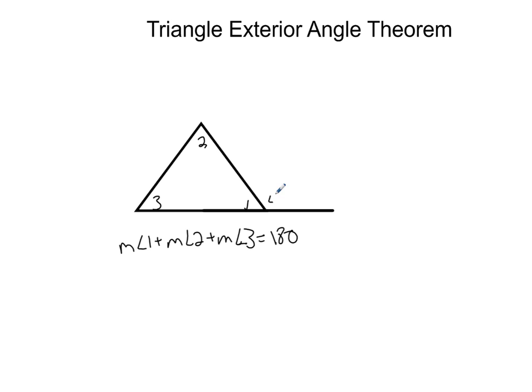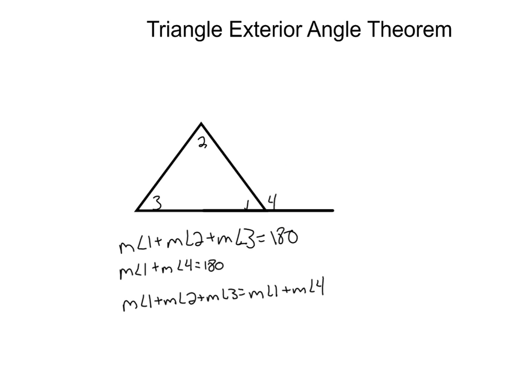But this angle 4 out here, we want to be able to figure out a relationship between it and these angles in here. Well, you already noticed that right here it forms a linear pair with angle 1, which means that the measure of angle 1 plus the measure of angle 4 is going to be 180 degrees. So I want to substitute. I want to take out the 180s since they're both equal to 180, and I'm going to set these two things equal to each other. Measure of angle 1 plus the measure of angle 2 plus the measure of angle 3 is going to be equal to the measure of angle 1 plus the measure of angle 4.